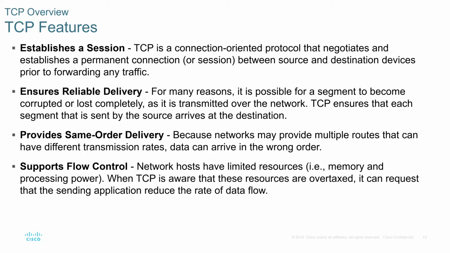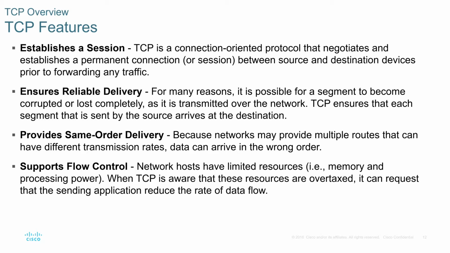For many reasons, it is possible for a segment to become corrupted or lost completely as it is transmitted over the network. Many things may affect this. Storms, electrical problems, many others. TCP ensures that each segment that is sent by the source arrives at the destination. It will also provide same order delivery. Because of the sequence numbers, the packets can be put back in order.